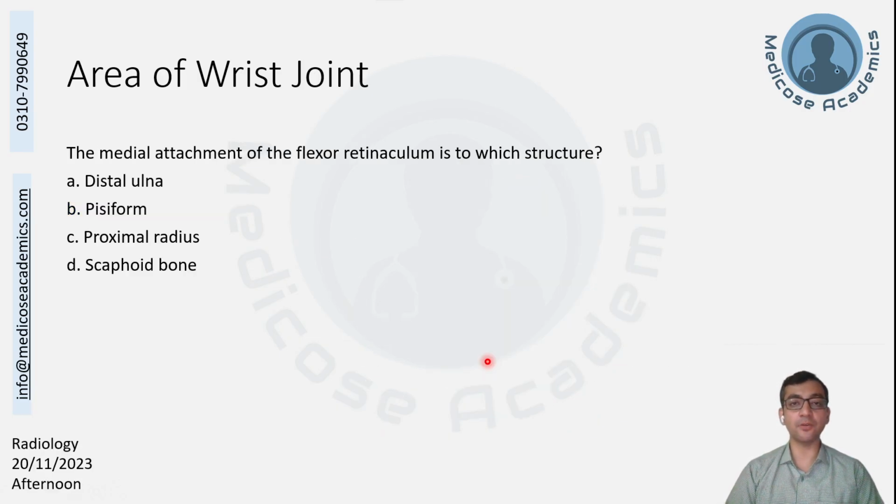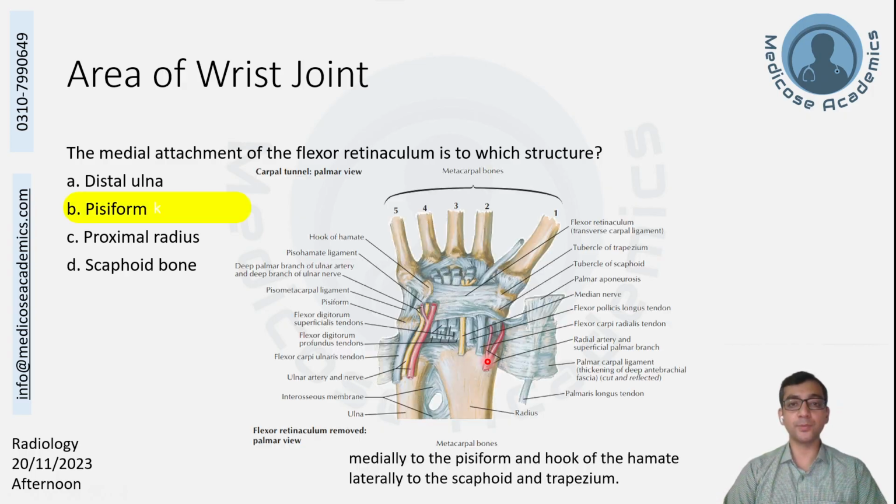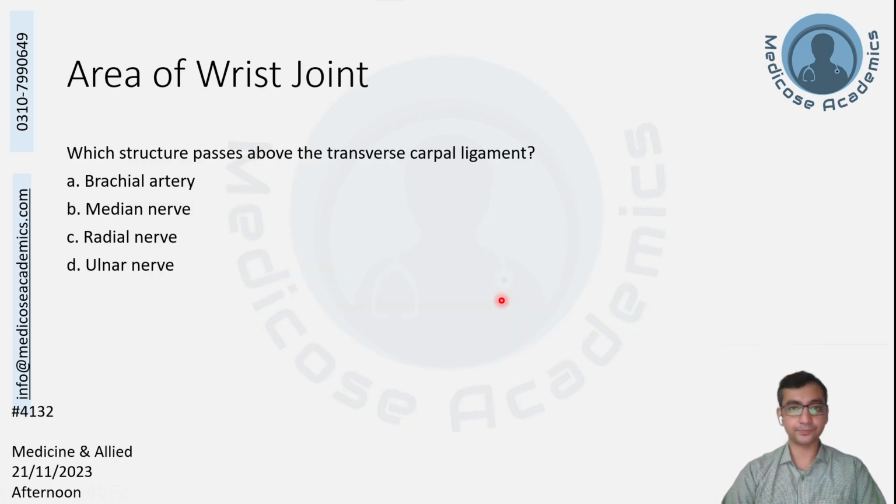The medial attachment of flexor retinaculum is to which structures? On the medial aspect, it is attached to the medial bone of the proximal and the medial bone of the distal row. And these two bones will be pisiform and hook of hamate anteriorly. So the answer would have been pisiform and hamate, both would have been right answers. On the lateral aspect, trapezium and scaphoid would have been correct answers.